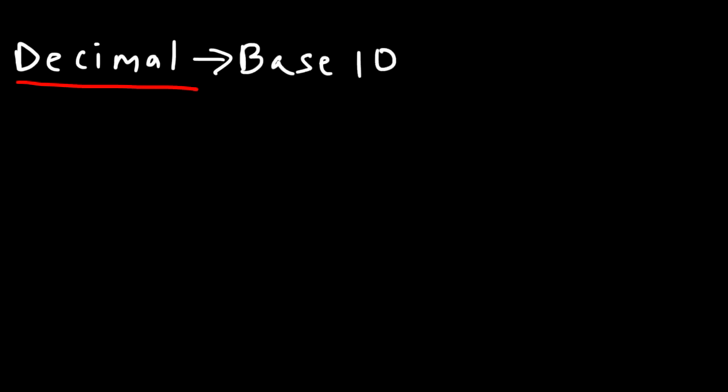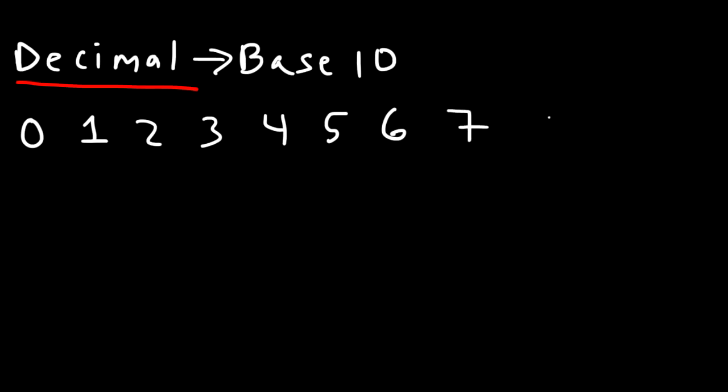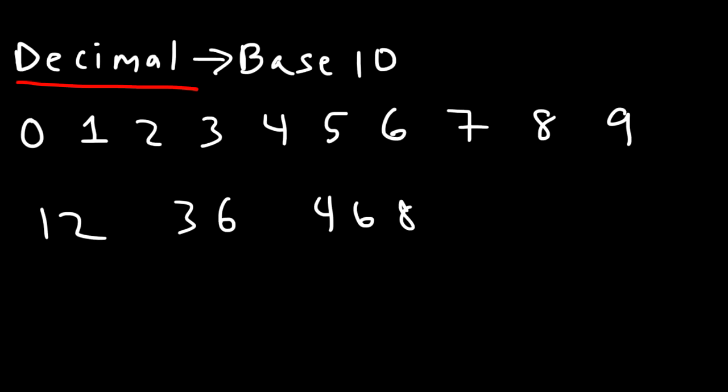And so what this means is that there's 10 different numbers in the decimal system. 0, 1, 2, 3, 4, 5, 6, 7, 8, and 9. So that's a total of 10 numbers. Now, this system is used for everyday counting. For example, 12 or 36 or 468. We use the decimal system to represent numbers, and it works pretty well.